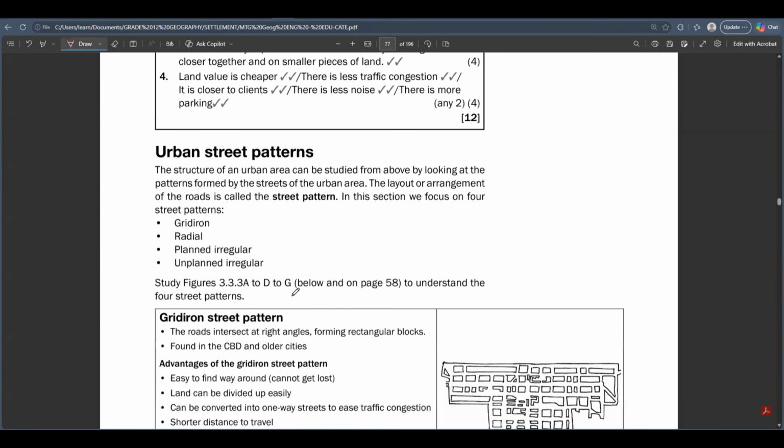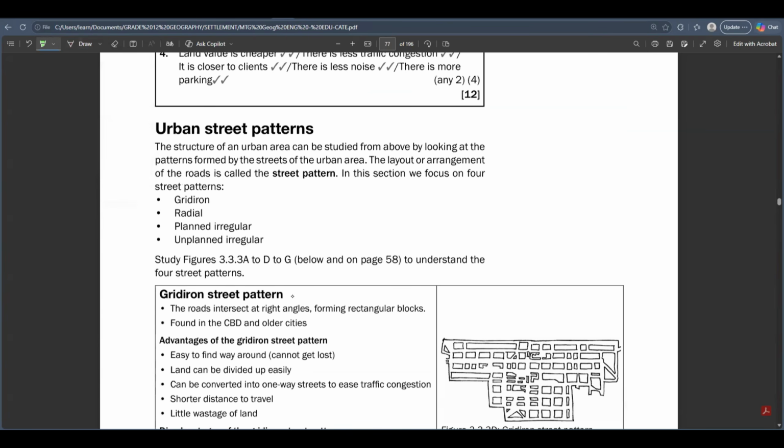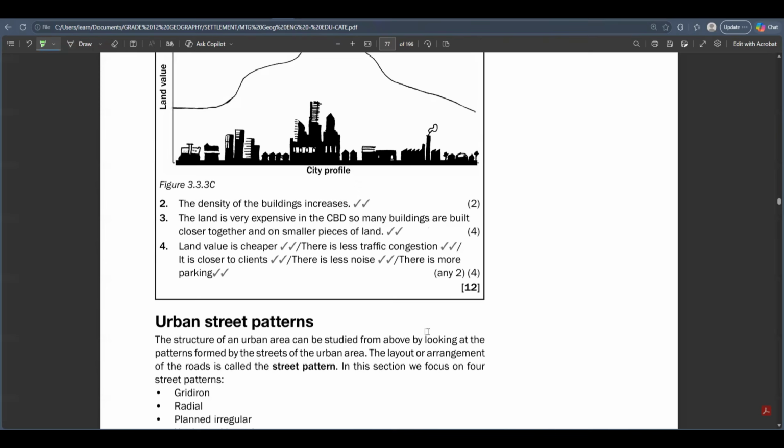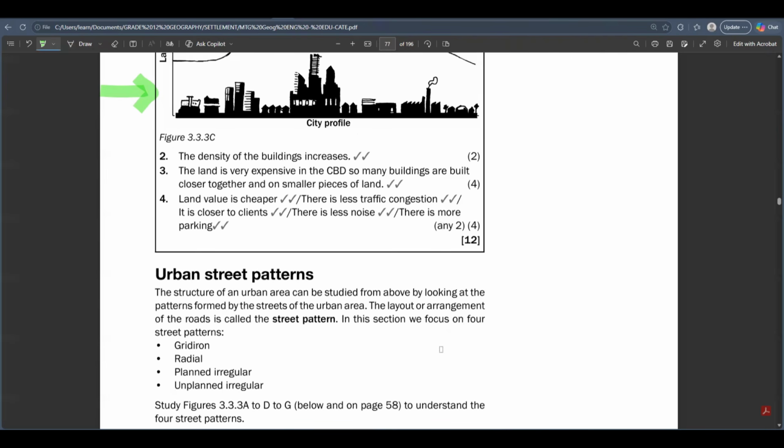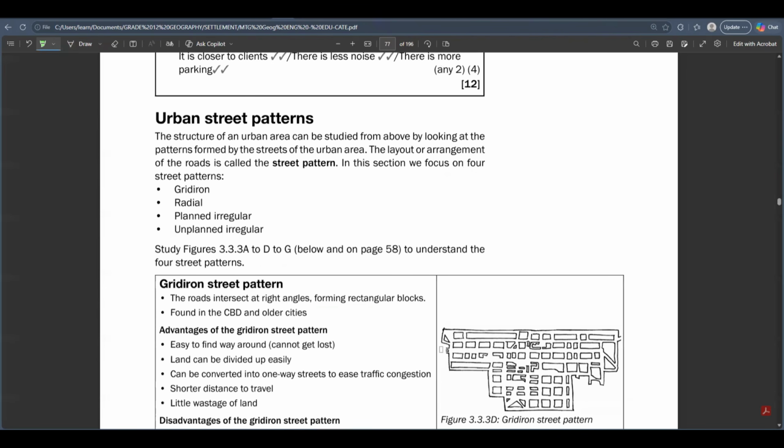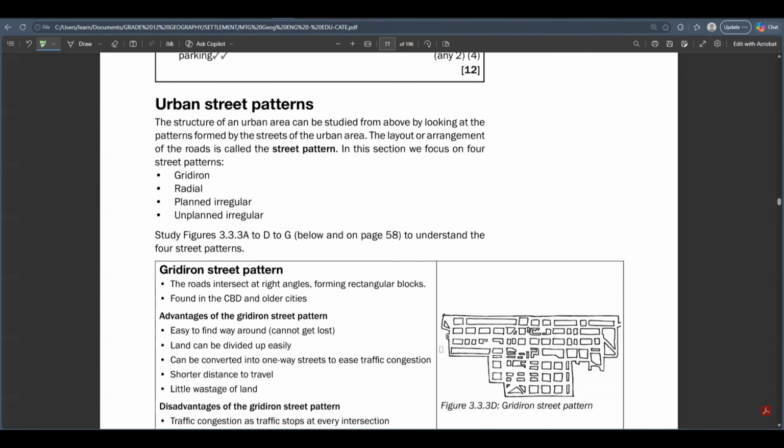So basically, when we are looking at the street pattern, we're just looking at how the streets of the urban area are arranged. So we can study the urban area from above by looking at how the streets are arranged. Remember, with the urban profile, you are studying the urban area by looking at it from the side view. But when you're looking at the street patterns, you look at the urban area from the top. You're trying to see what the streets look like.